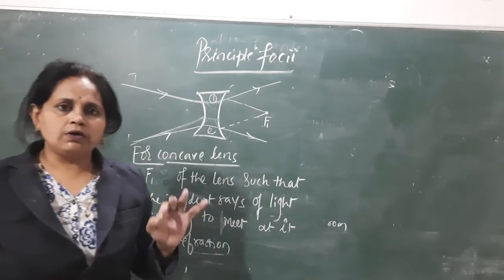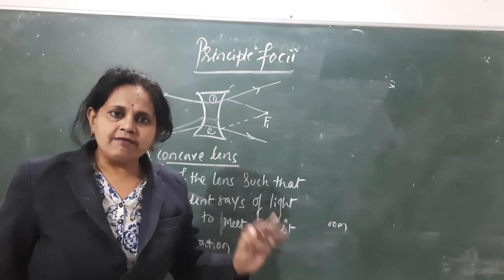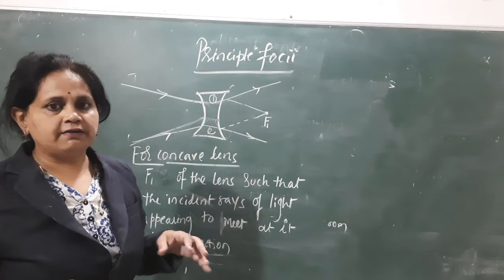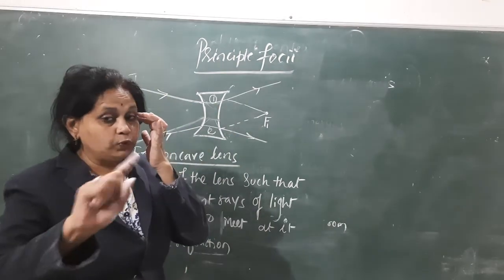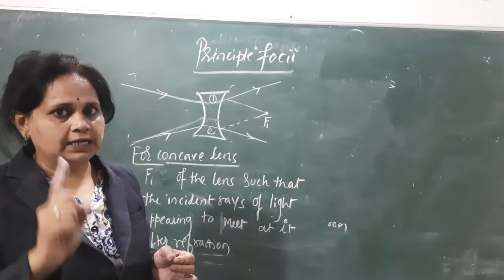Because when you draw ray diagrams, you should be very clear about F1 and F2. You cannot simply take anything as F1 and F2 just because it is the same on both sides. No. That's why I am stressing these definitions and making you very clear.